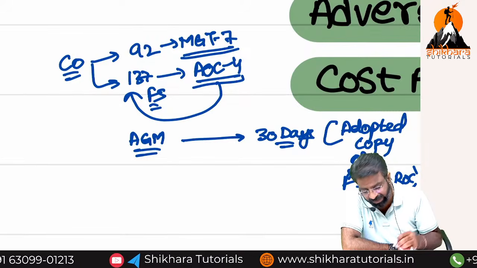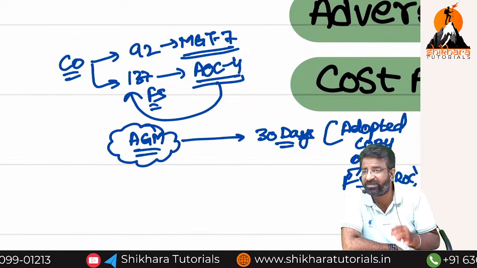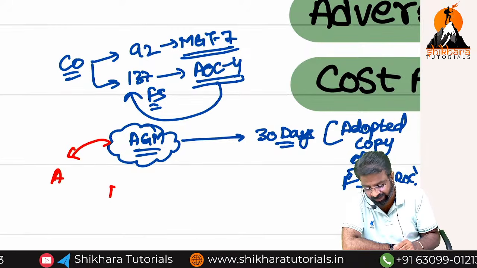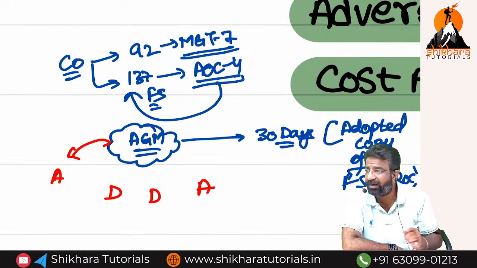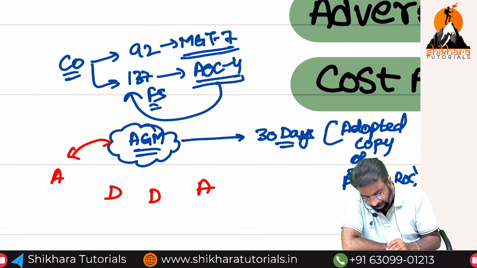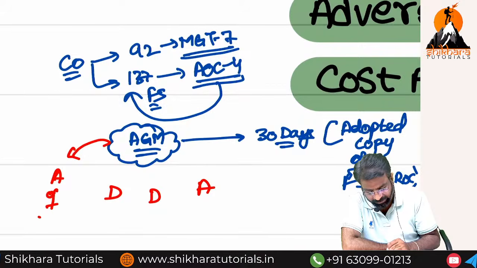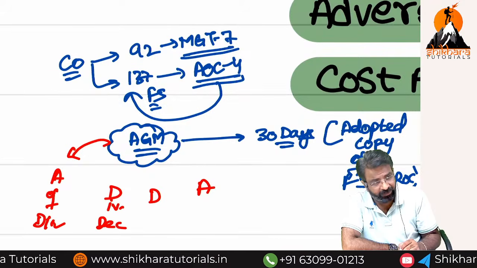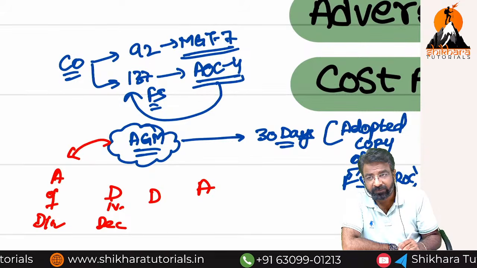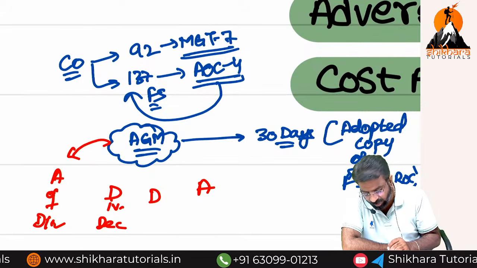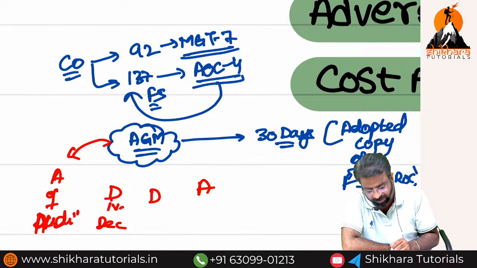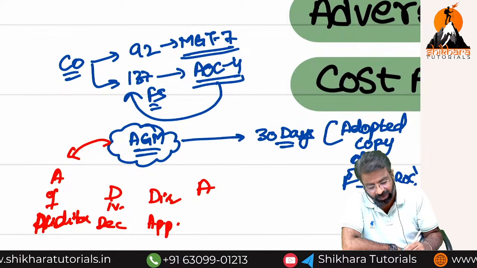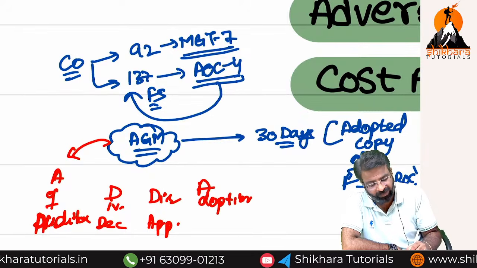Now please tell me, in the AGM, what are the 4 businesses that take place? What happens in the AGM? Appointment of directors. Right or not? Dividend declaration. Am I correct or not? Then appointment of auditors. Actually, you call it appointment of auditors, and write here directors' appointment. And what is the last one? Adoption of what? Financial statements.